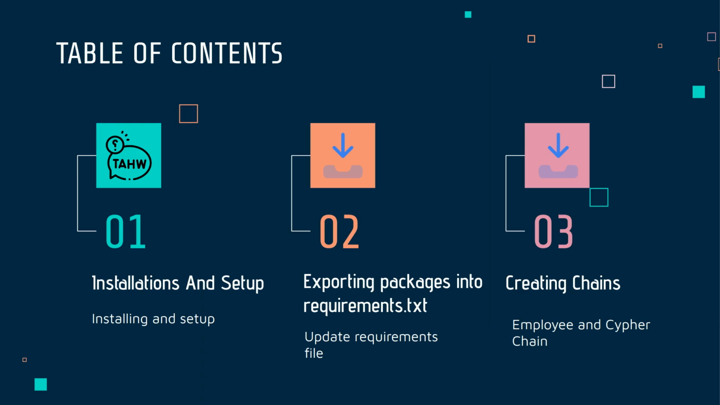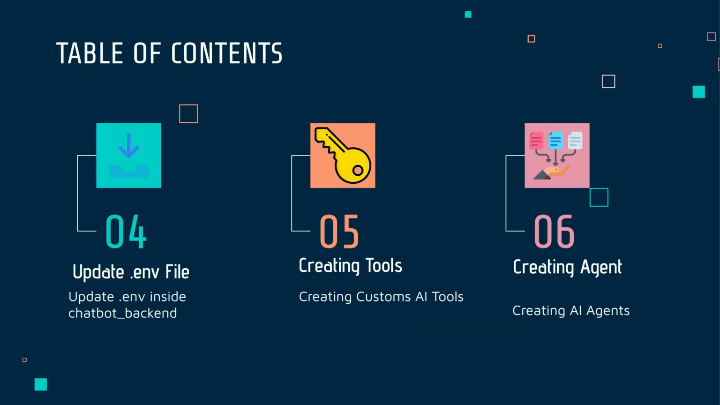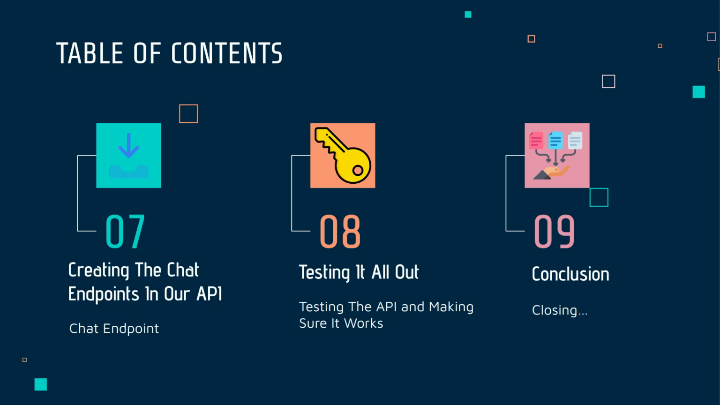This table of contents is what we're going to be covering in this video. We're going to cover installation and setup, exploring packages and exporting packages to our requirements file. We're going to work on creating the chains, updating our env file with some new information, creating tools, creating agents, creating the chat endpoint on our API, and then we're going to test it all and make sure everything works.